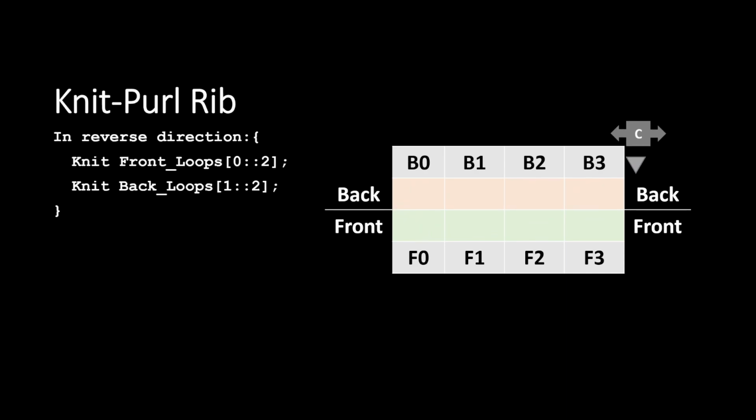Another common structure you'll see in knitting is called a knit purl rib, which has alternating knit and purl stitches made by knitting on the front and back beds. Here we show a half gauge knit purl rib where we're knitting every other needle on the front and back.